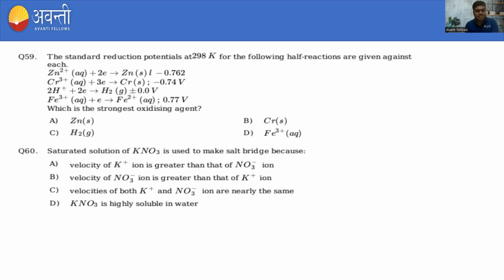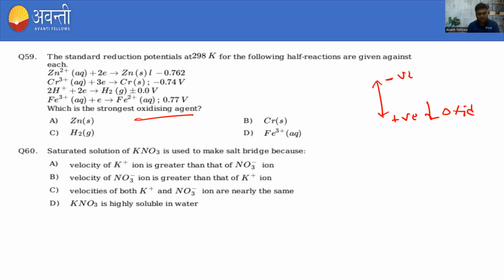Now, move to the next question, that is question number 59. That is the standard reduction potential at 298 Kelvin for the following half reactions, given against each. Zn value is given, chromium value is given, and the Fe value is given. Which of the following is the strongest oxidizing agent? We know from the electrochemical series that if you move upward you get the negative value, and if you go down you get the positive value. The more positive the value, the more the oxidizing nature. So which of these has the higher positive value? That is Fe plus 3 only.